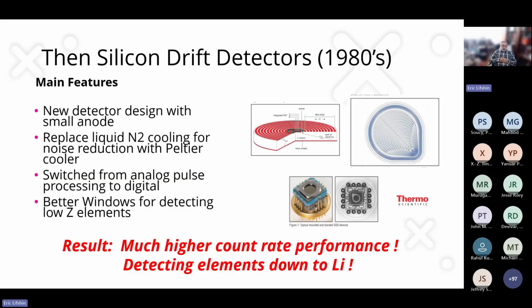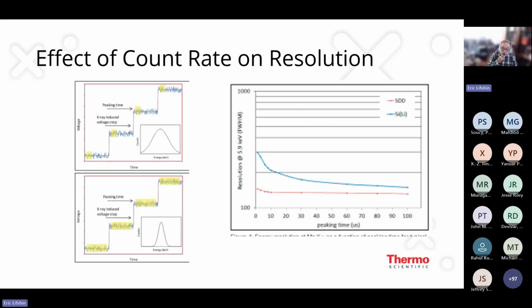And then all the electronics was switching over to digital electronics, and better windows like silicon nitride, or even some windowless modes, were done. So we're talking about getting higher count rates. And then the question is, well, what about higher energy? Well, this just shows the step function that you see and how good your signal to noise is, because the signal is noisy and you want to kind of average it out.